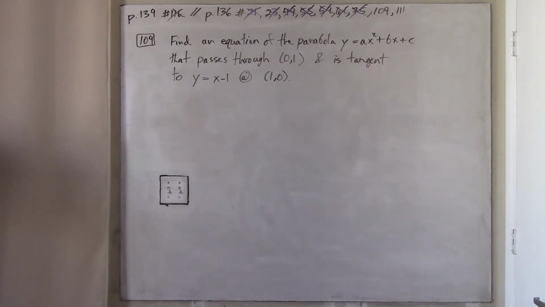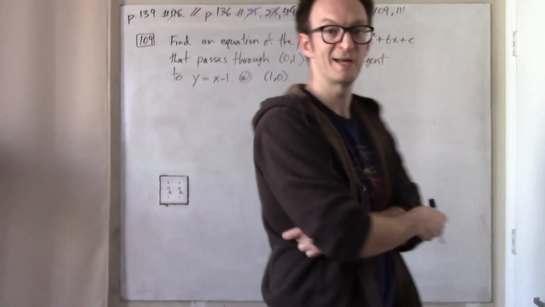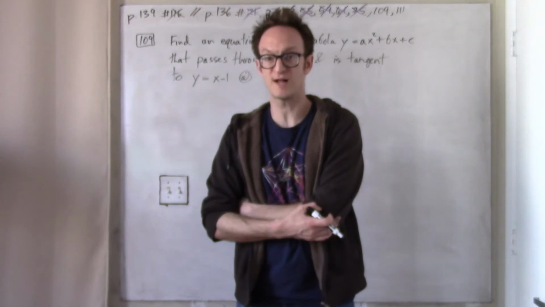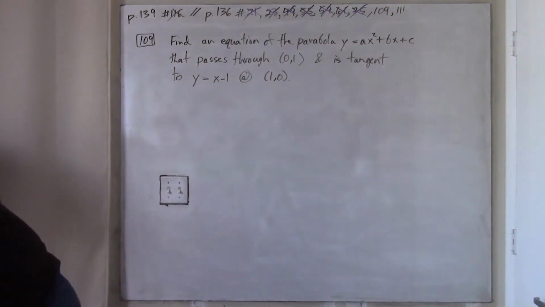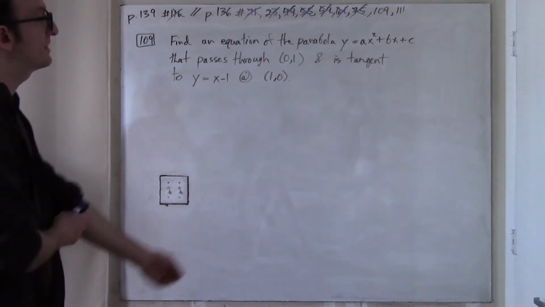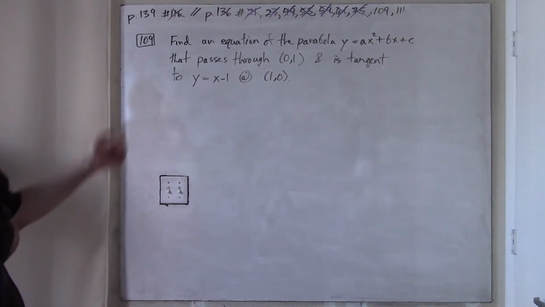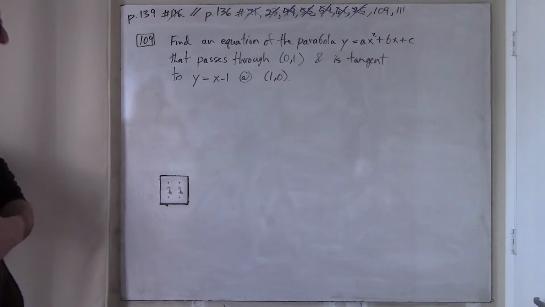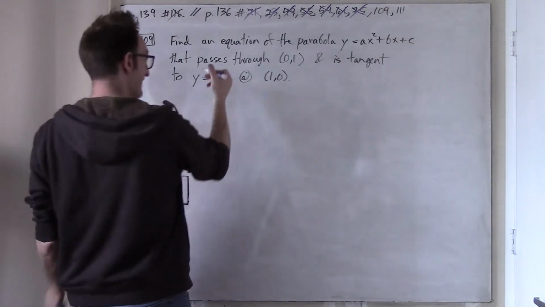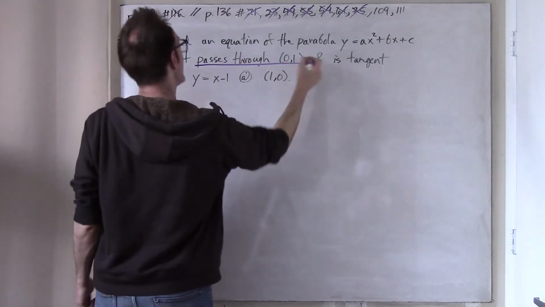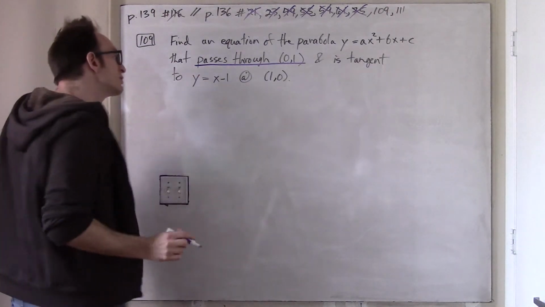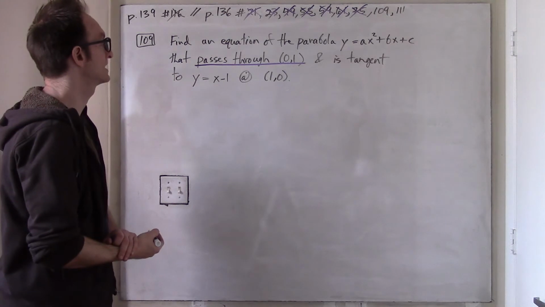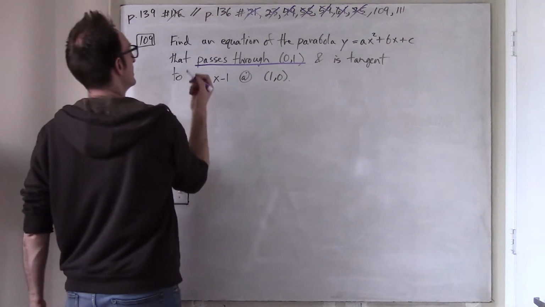Okay, here we go. This is number 109. This problem's actually really easy, but I know that people have trouble with it because it involves a certain amount of reading comprehension. So I copied the problem exactly up here. Find an equation of the parabola y equals ax squared plus bx plus c that passes through 0, 1, so that's fact number 1 about this function, is tangent to y equals x minus 1 at 1, 0.